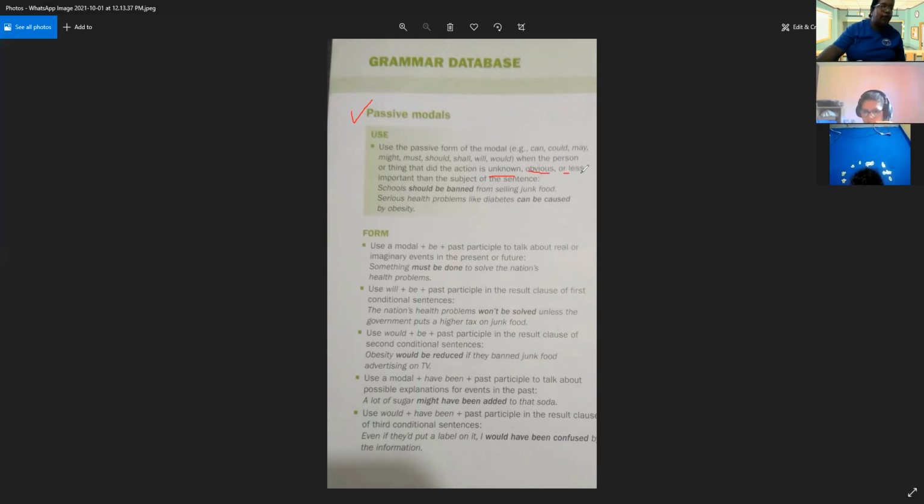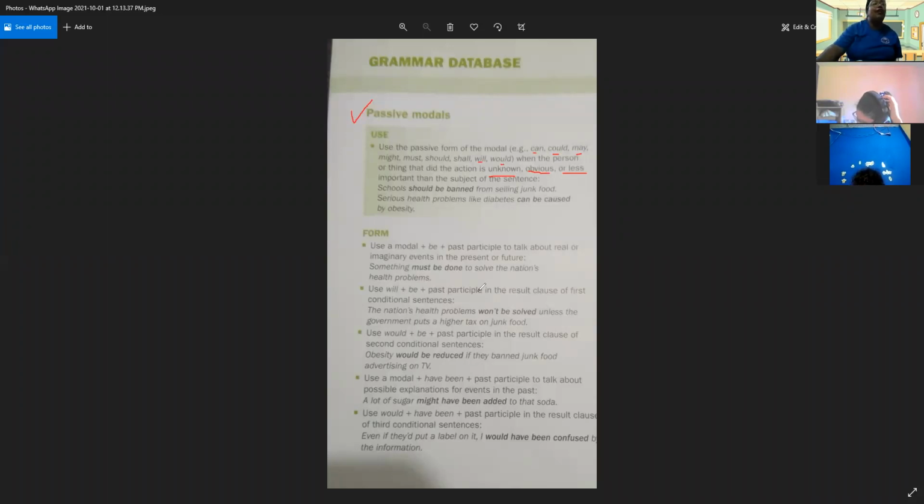Okay, for example, schools should be banned from selling junk food. Serious health problems like diabetes can be caused by obesity. ¿Ok? ¿Cuándo vamos a utilizar los modals en pasivo? Primero que nada, ya nosotros vimos diferentes tipos de modals, ¿verdad? Vimos los modals en presente, vimos los past modals, que son todos estos los que aparecen aquí entre paréntesis. Can, could, may, might, must, should, will, and would. Ya todo el tema de los pasivos los vimos en lecciones anteriores.